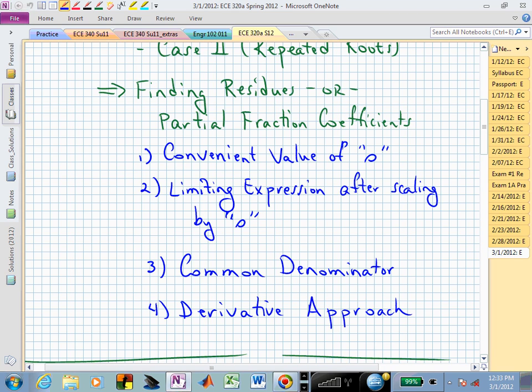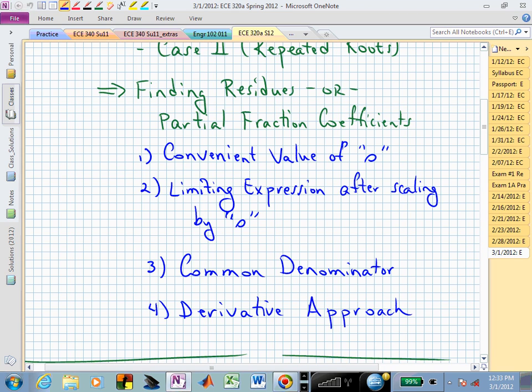The first one we will talk about is a convenient value of s. So hopefully you're aware of convenience stores. Well, now we're going to create a convenient way of finding one of those coefficients by selecting a convenient value for s. And by convenient, essentially what that means is whatever makes your computation easier for you. But you also have to make sure that it doesn't cause you problems in the computation.